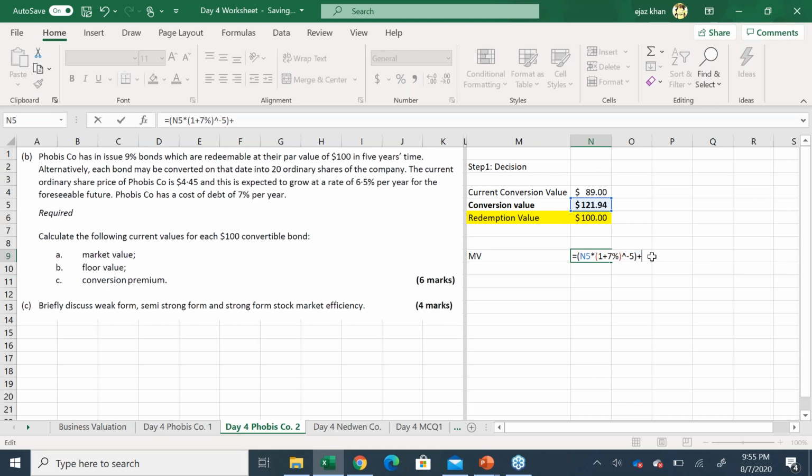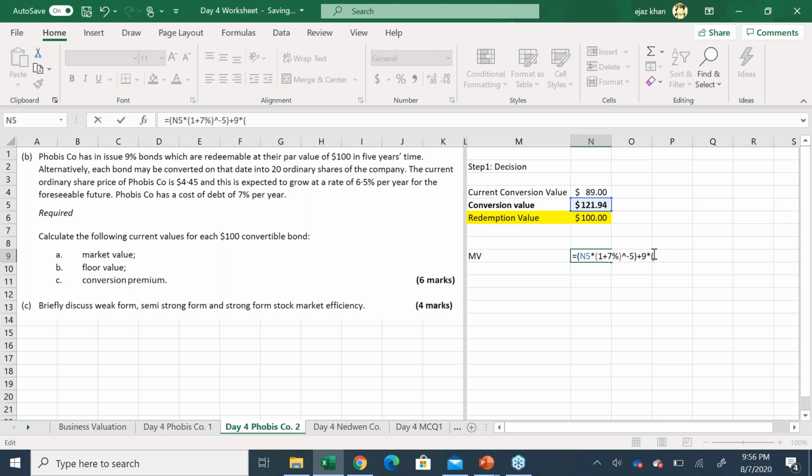So first, let's see what is going to be the interest payment each year. It's 9%. And 9% should always be applied to par value. Interest is always applied to par value. 9% of $100 will be $9. It will be $9, right? Okay. And now, since this is going to be received every year for 5 years, we have to multiply it with the annuity factor rather than the discount factor.